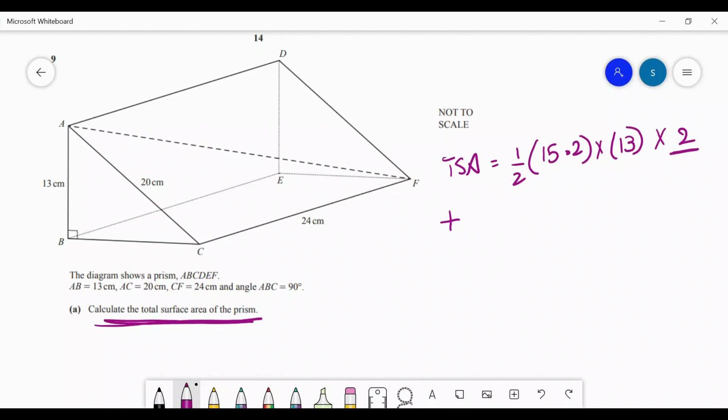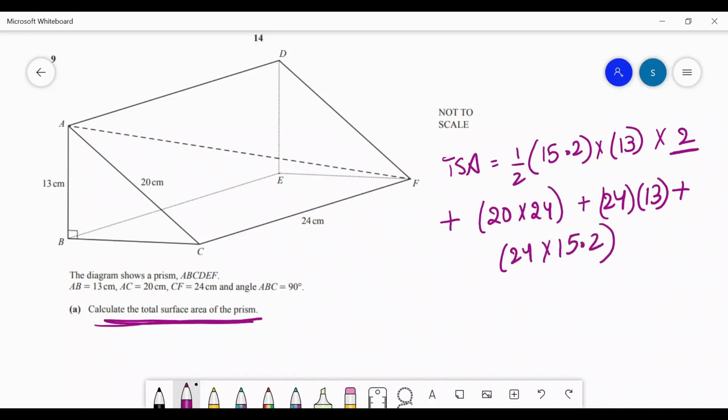to each other. And then we have side ADFC, whose measurements are 20 into 24. And then we have side ABED, whose measurements are 24 into 13. And then we have the other side, BECF, sorry, and that would be 24 into 15.2. So just add them up, you get 13454 approximately. So this is the surface area, the total surface area of this prism.